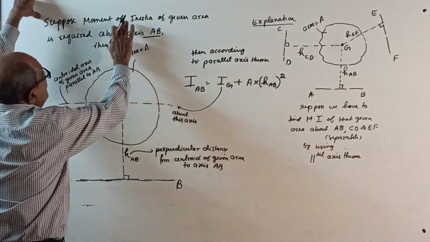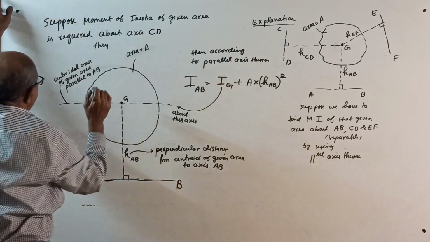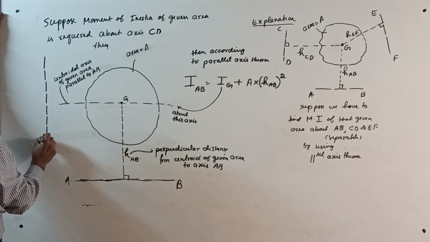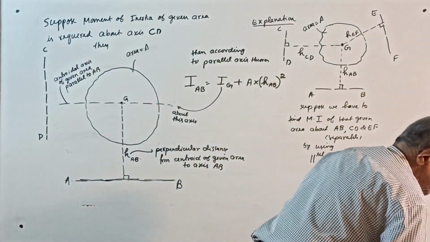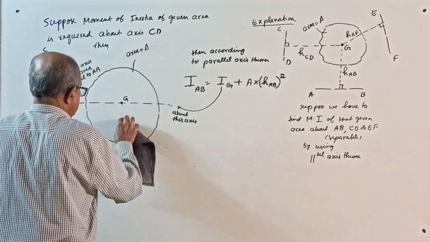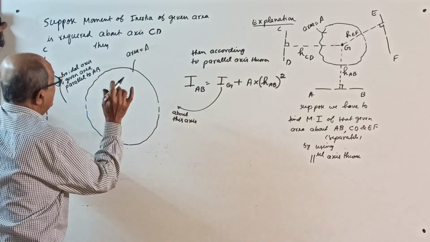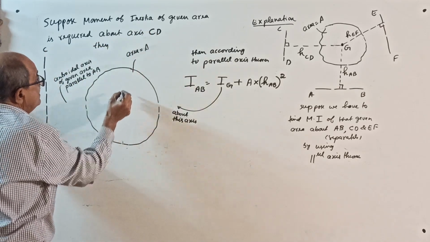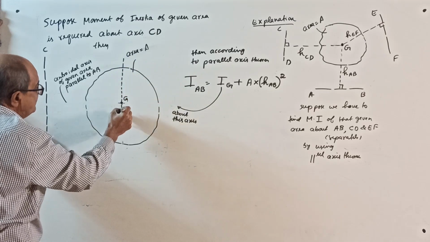Now next write. Suppose the moment of inertia of the given area is required about axis CD. Okay, CD. So imagine CD is here. This is CD. Remove AB. I should remove AB now. AB is not there now. See, this axis. Okay, then CD is here. First come to the centroid. Draw an axis. So this is the centroidal axis.